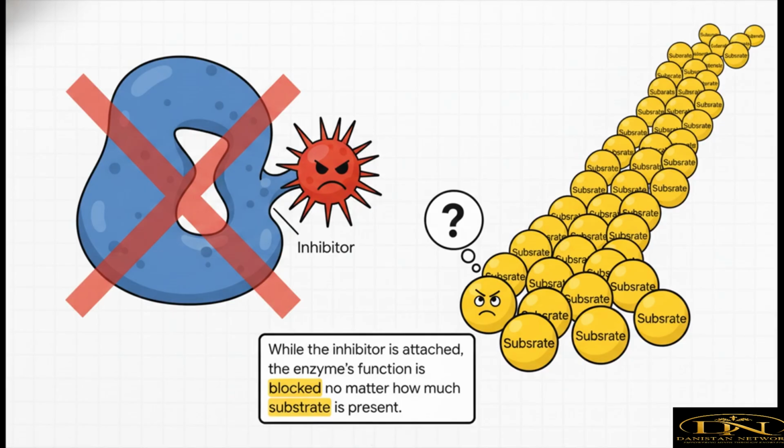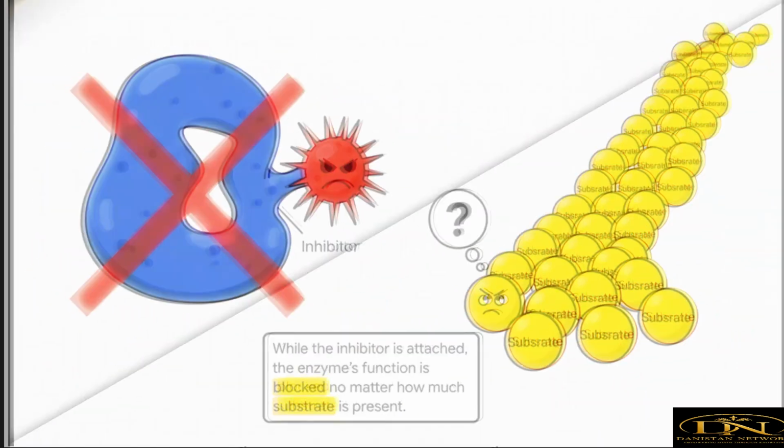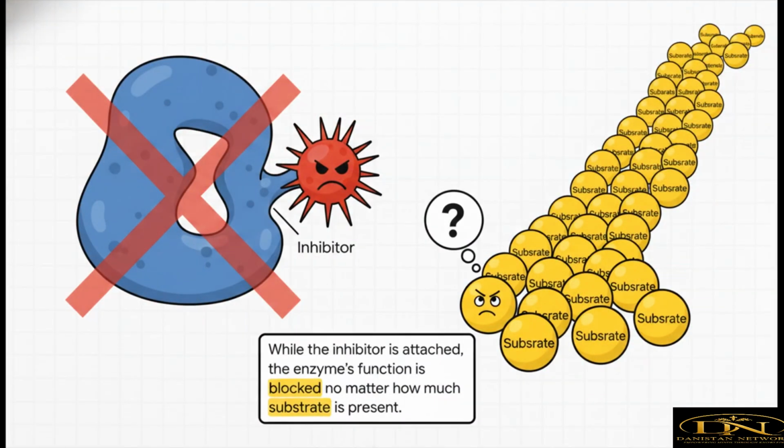And here is the absolutely crucial difference. Unlike with competitive inhibition, you can't overcome this just by adding more substrate. It doesn't matter how many substrate molecules are lined up waiting for their turn. The active site itself is damaged. The enzyme is pretty much out of commission until that inhibitor decides to leave.